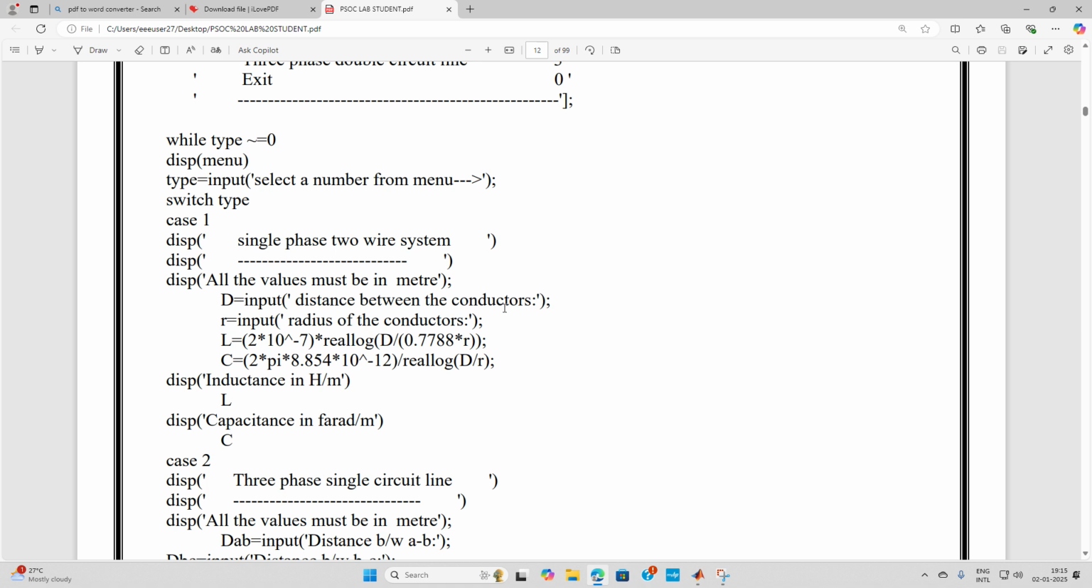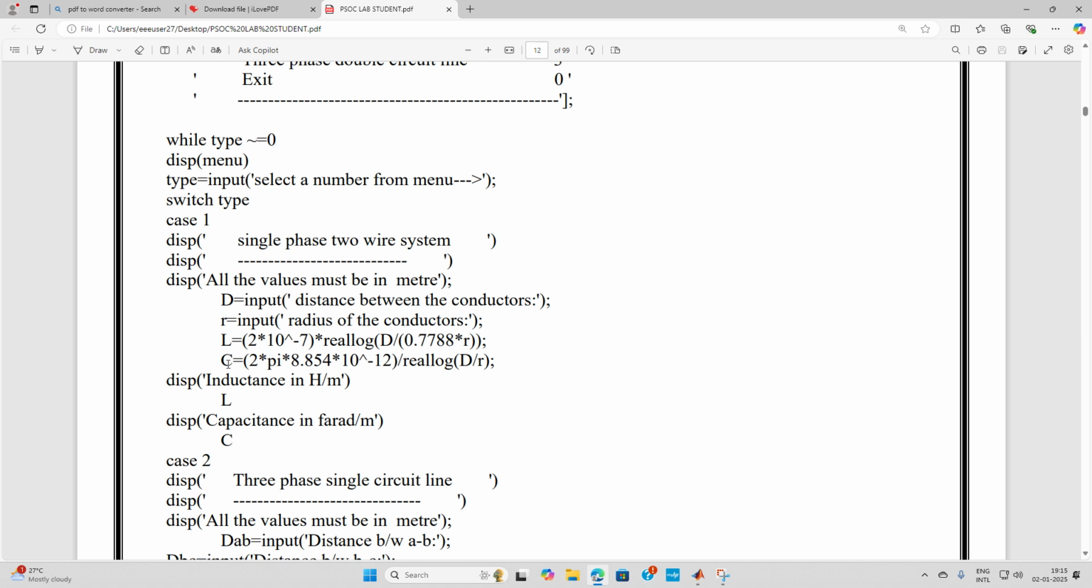So here D indicates the distance between the conductors, meaning two conductors or three conductors, the distance between them. Next, R is equal to the input radius of the conductor. Next, L is equal to... we are going to find the inductance value using this formula. L is equal to 2 into 10 power minus 7 into ln D by 0.7788 into R. This formula is used to find the inductance value.